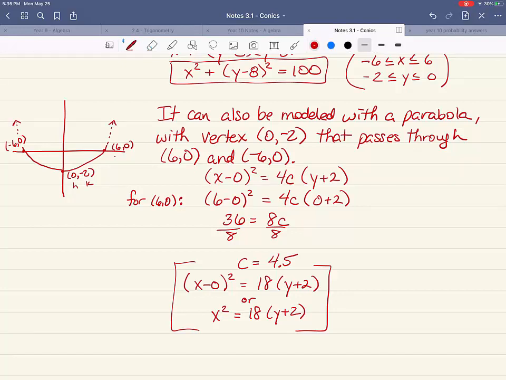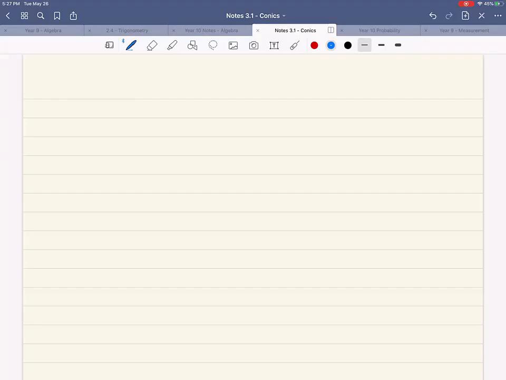Is the domain the same? The answer is yes. Negative 6 is less than or equal to x is less than or equal to 6. And negative 2 is less than or equal to y is less than or equal to 0. So there is the domain restriction for the parabola. Okay, now on to the hyperbola.